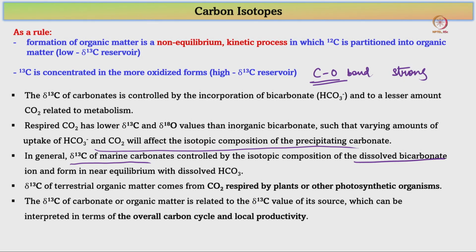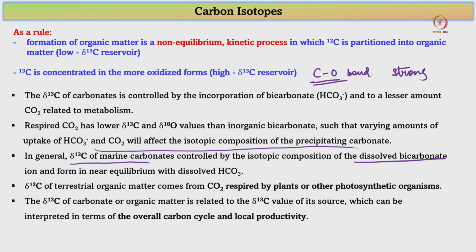And the delta 13C of terrestrial organic matter comes from the carbon dioxide respired by plants or other photosynthetic organisms. So, if you are looking into soils, and if we are measuring soils, you will see that the delta 13C values will be very low, because the soil is uptaking or the decayed matter is there. So, therefore, that will show the organic matter composition, which is generally of negative or lower delta 13C composition.